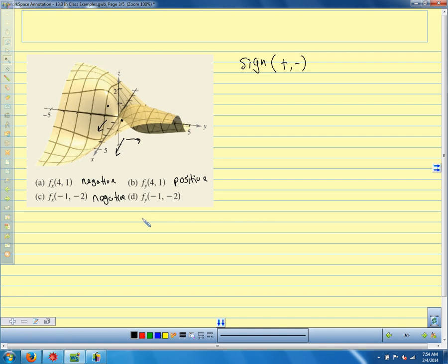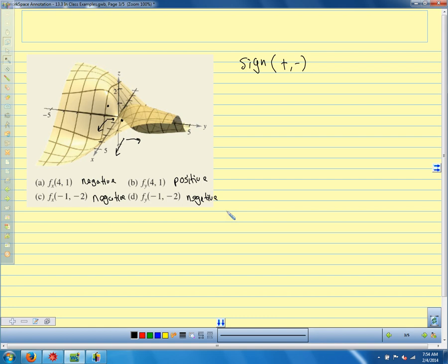And then finally d, f sub y. So if we move from that point in the positive y direction, uphill or downhill? Downhill, so that's going to be negative. So just a little bit of practice thinking about the sign, positive or negative, of our partial derivative.